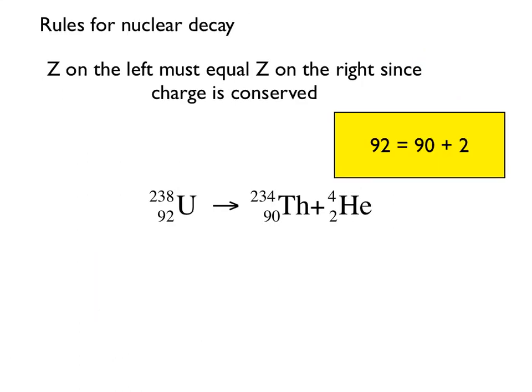The proton number Z on the left side of the equation must equal the proton number Z on the right side of the equation. So on the left-hand side, the proton number for uranium is 92, and on the right-hand side, the proton number for thorium is 90, and the proton number for helium is 2. So 92 on the left equals 90 plus 2 on the right, so that balances.